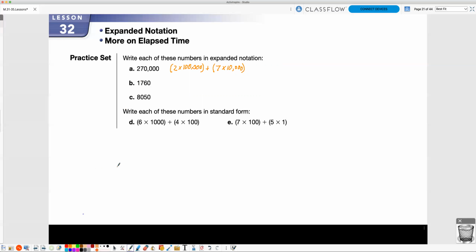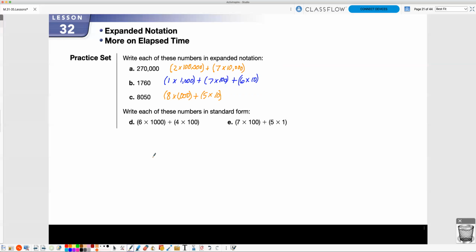Letter B, go ahead and do that one. So you'd take 1 times 1,000 plus 7 times 100 plus 6 times 10. Just make sure those are in parentheses. There's the expanded notation of that one. All right, and letter C, 8,050. 8 times 1,000 plus 5 times 10.